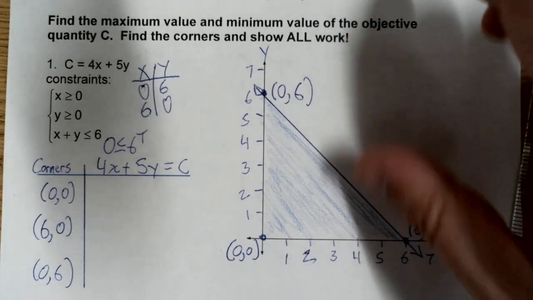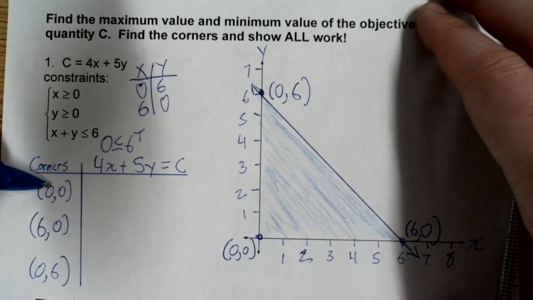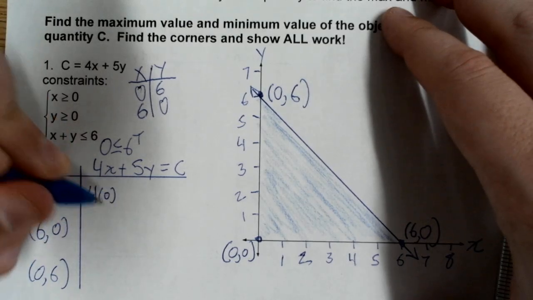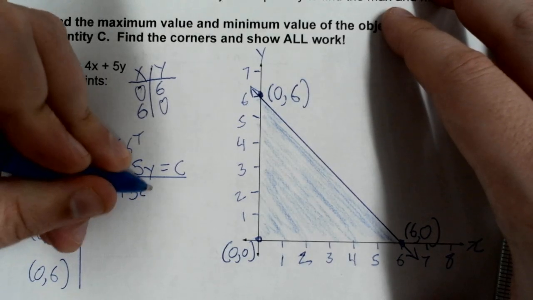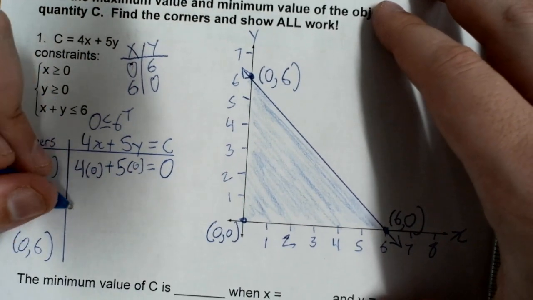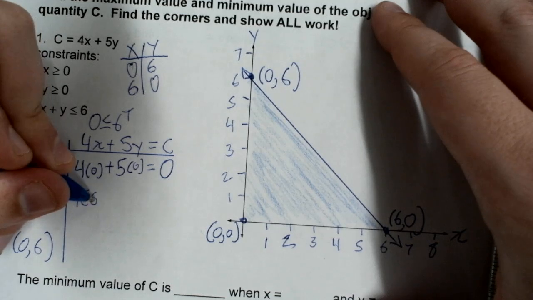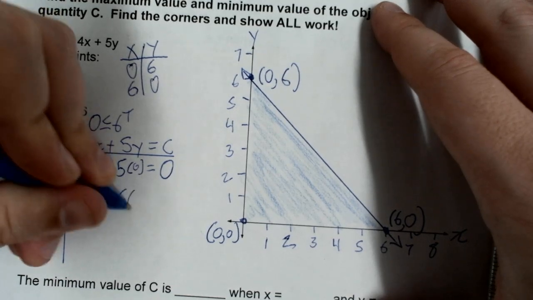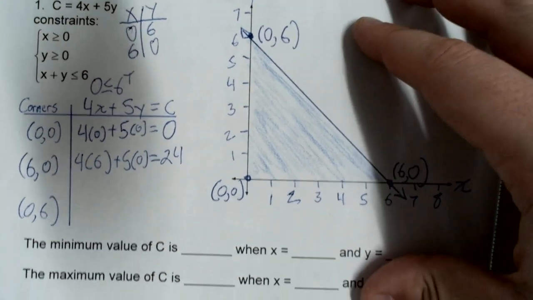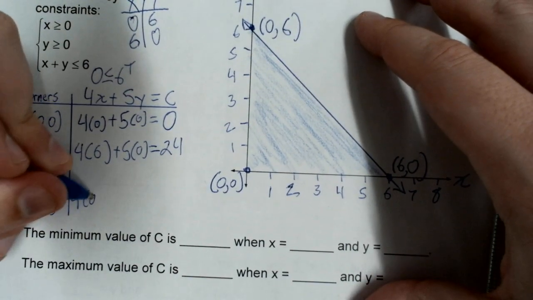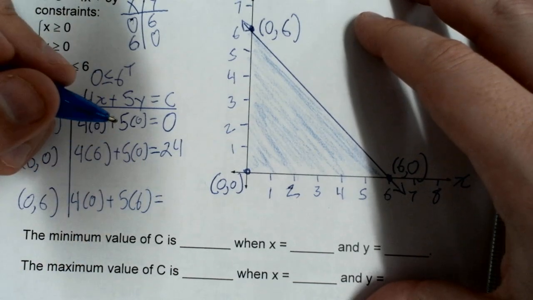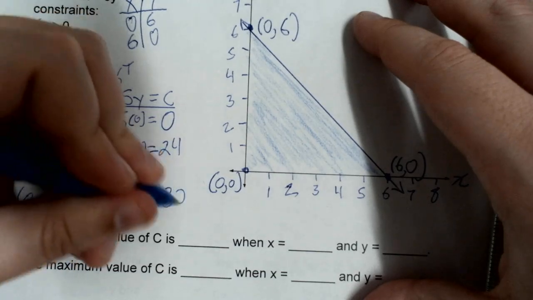So looking at these, all I'm going to do is plug in these numbers to the formula. So 4 times 0 plus 5 times 0 would just give me 0. For my next one, I have 4 times 6 plus 5 times 0. That would give me 24. And for my last one, 4 times 0 plus 5 times 6 would give me 30.